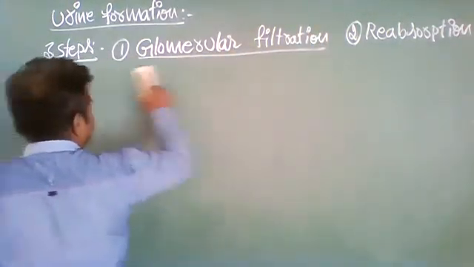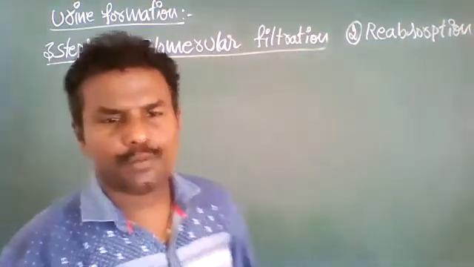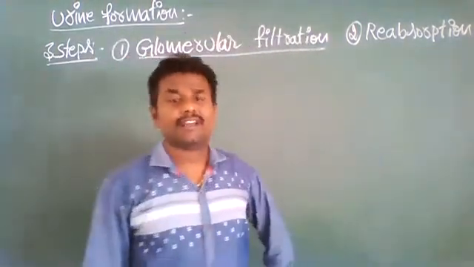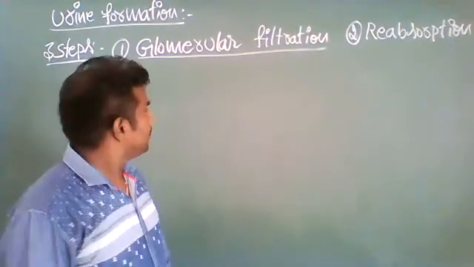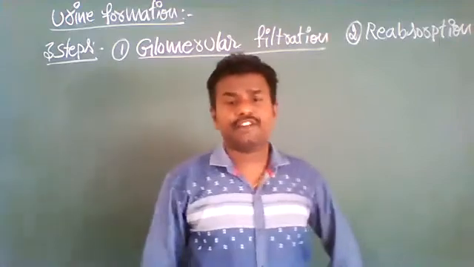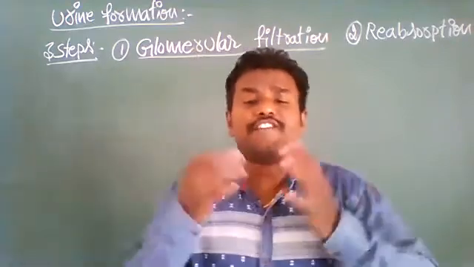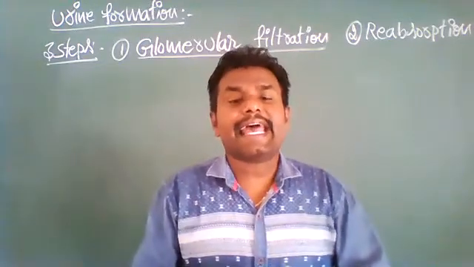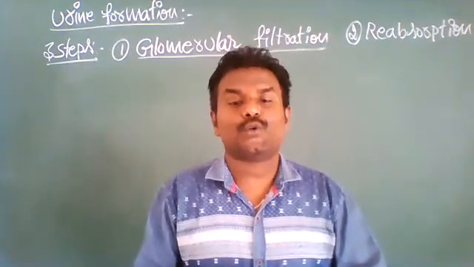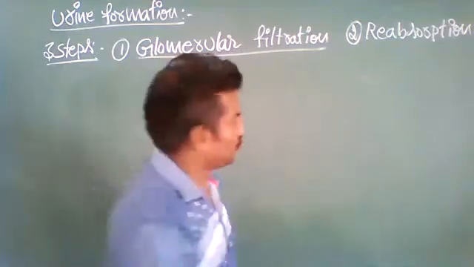Glomerular filtration. The first step in urine formation is the filtration of blood. Filtration of blood is carried out by the glomerulus. I will show you in the form of a diagram.